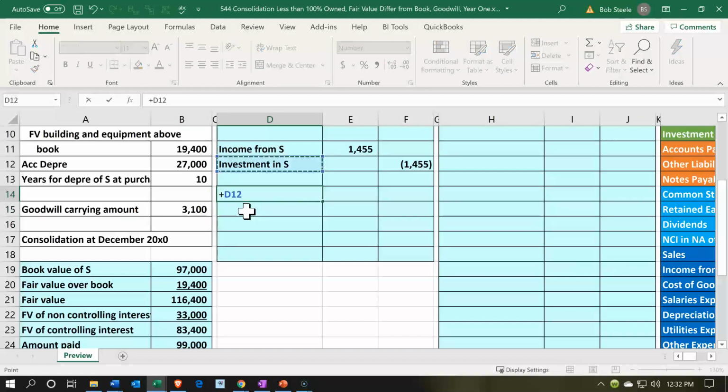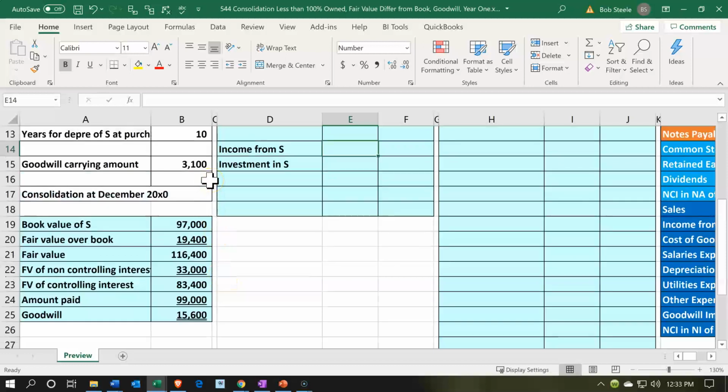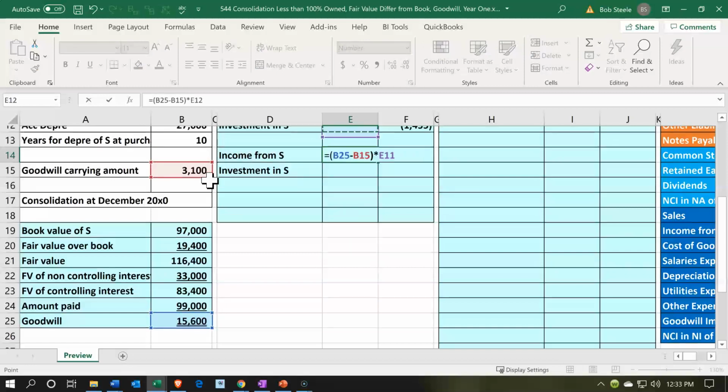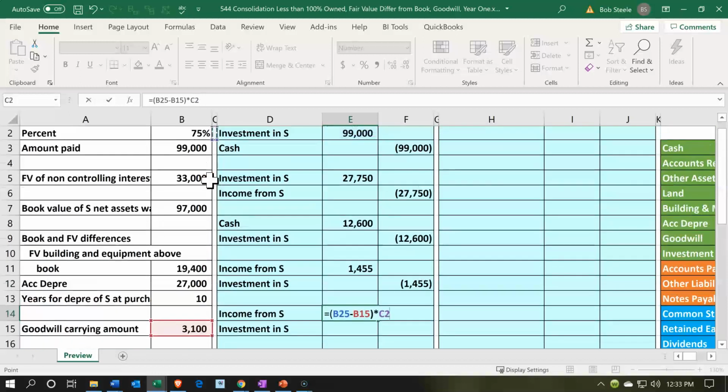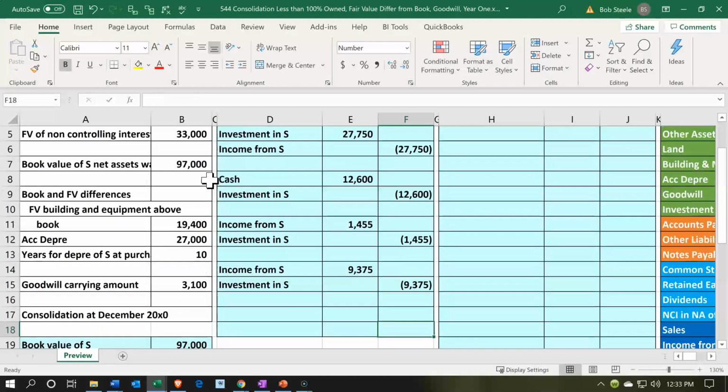We're going to say that the income in S and investment in S, and again, we'll do this in the journal entries, but let's just reconstruct it here. 15.6 is the goodwill minus what we're going to say it went down to because it was impaired, 3,100, times our 75%. So I'm going to say this equals the 15.6 down here, minus the 3,100, in brackets, because you've got to bracket it for order of operations, times the 75%. So that will affect it, and I think that is it.